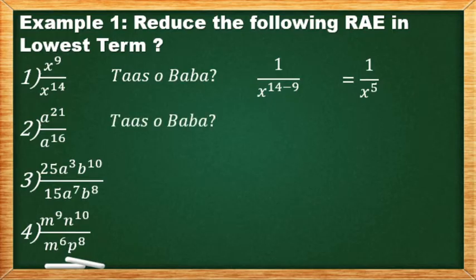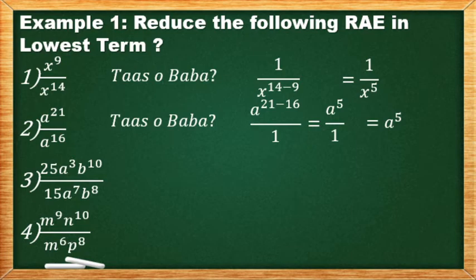Number 2, taas baba. Taas, kasi mas mataas ang 21 kaysa sa 16. So, subtract the exponent. 21 minus 16 is equal to 5. So, meron tayong a raised to 5 over 1 or a raised to 5. Kapag ang denominator ay 1, automatic whole number na yung sagot natin. Pero kapag ang numerator natin ay 1, means fraction style pa rin siya. Hindi mo pwedeng tanggalin yung 1 sa numerator.